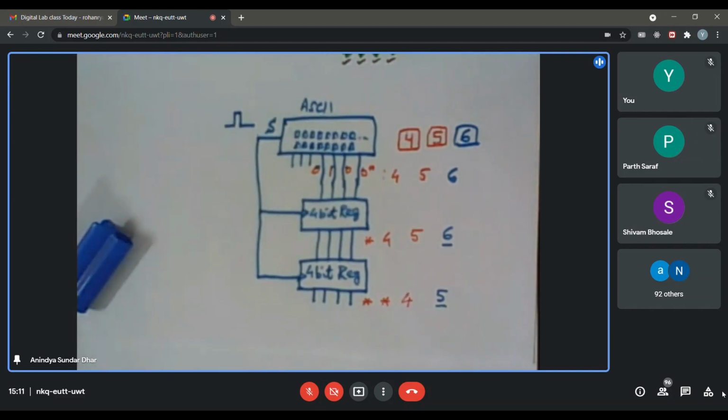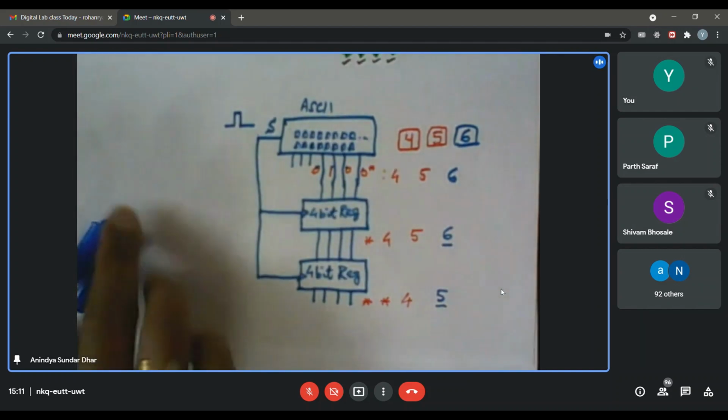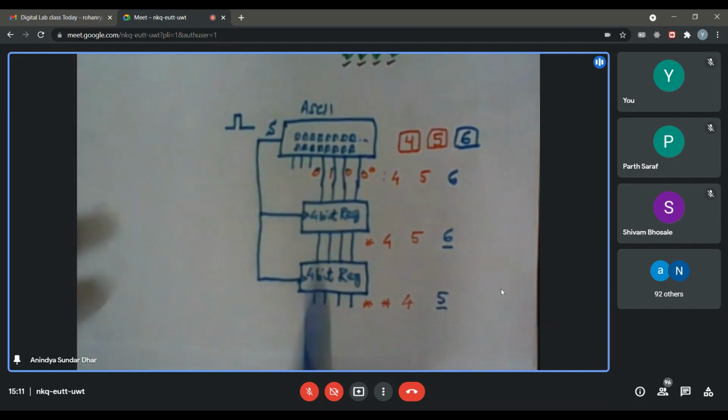Any other query, any other clarification, if you feel, because perhaps it has not yet been discussed in your theory class? So should I proceed? Yes. Okay.